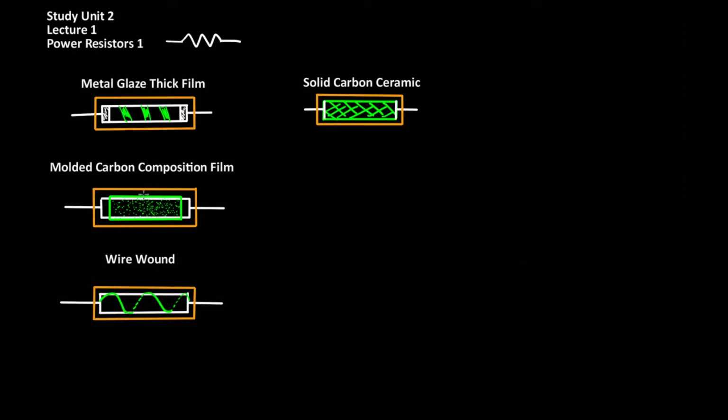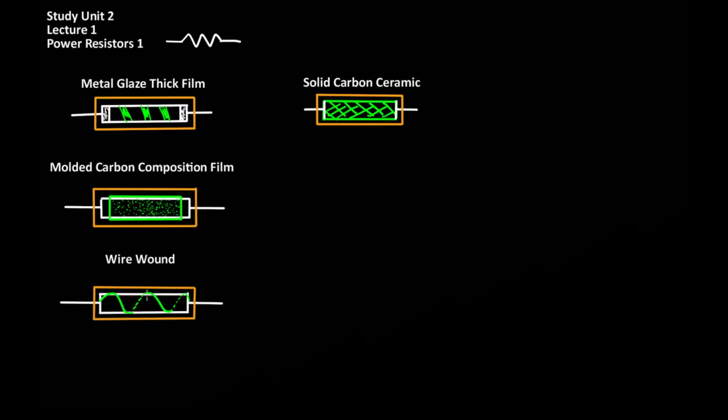Molded carbon composition film resistors are manufactured in a similar way, but there is no helical groove cut into the material, and the resistivity is instead controlled by precisely controlling the thickness of the deposition as well as the content of the material which is being deposited onto the core of the resistor. An advantage of this approach is that because there is no helical structure around the core, the inductance of such devices is very, very low.